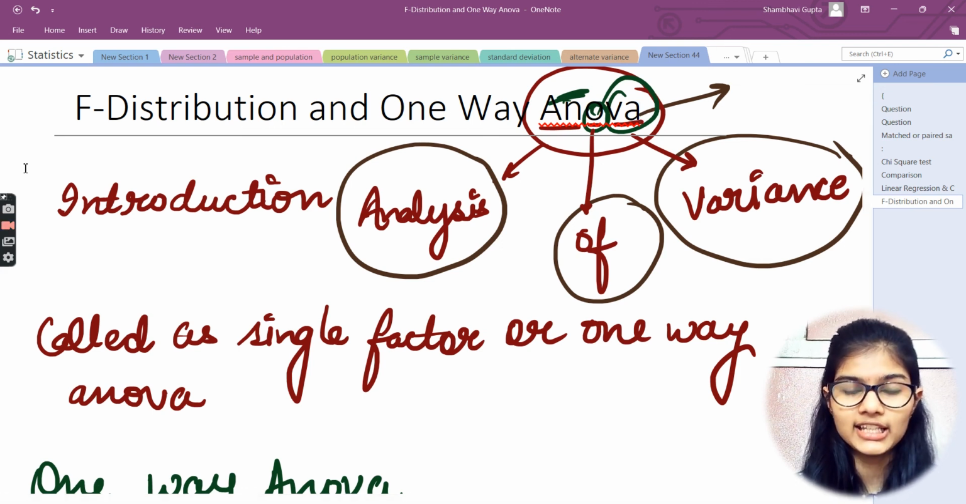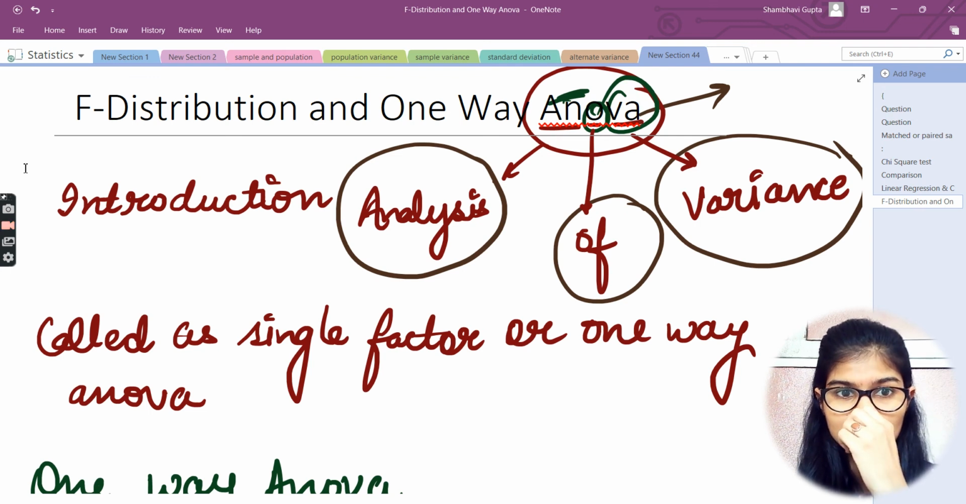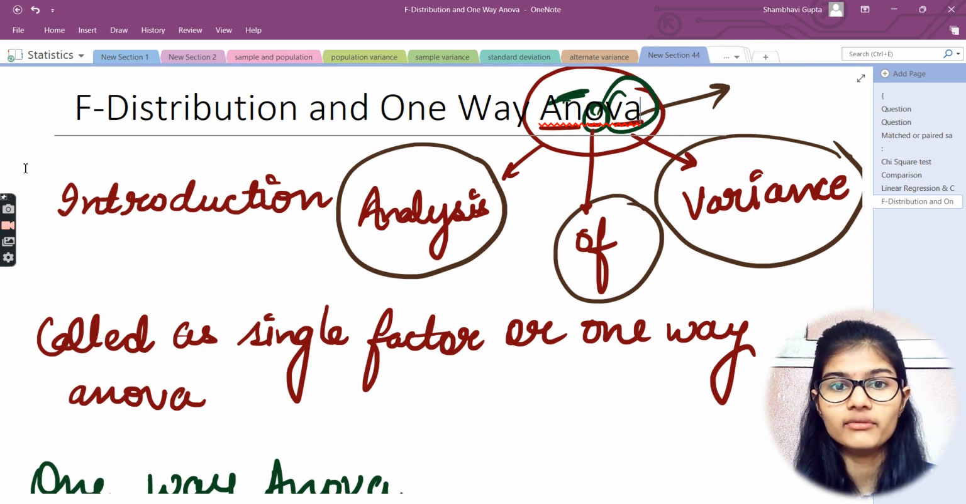Now we'll meet in the next video with some more things regarding the same topic, the F distribution and one-way ANOVA.